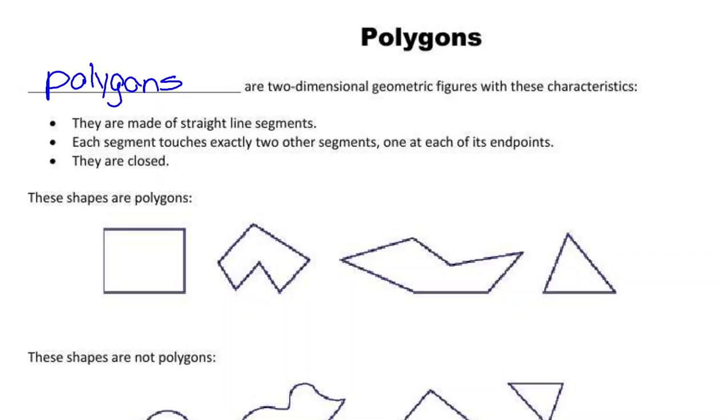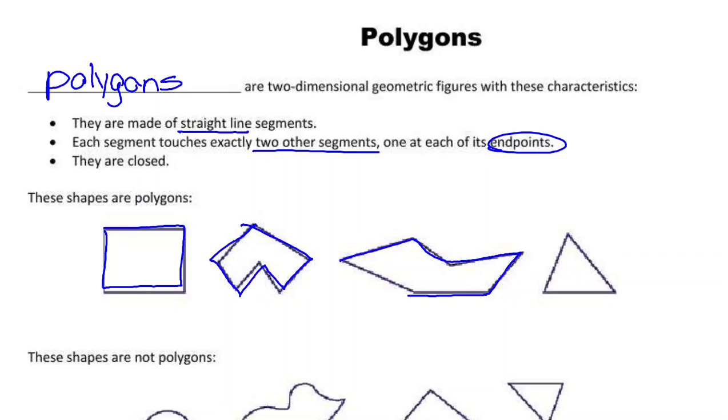So they have to be made of only straight lines. Each segment touches only two other segments at the endpoints, and they are closed, which means there's no opening. Think if you were to fill it up with water, there's no opening for water to escape from. So these shapes are polygons. As you can see, they're all closed. There's no space for any water to leak out. They all are made of straight lines, and they only touch a line at their endpoints.